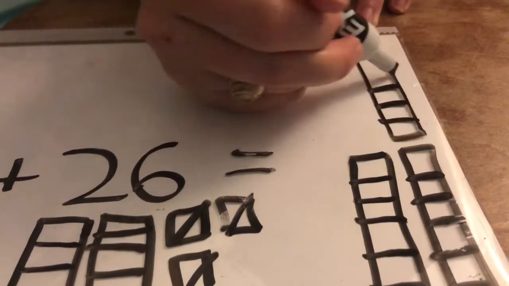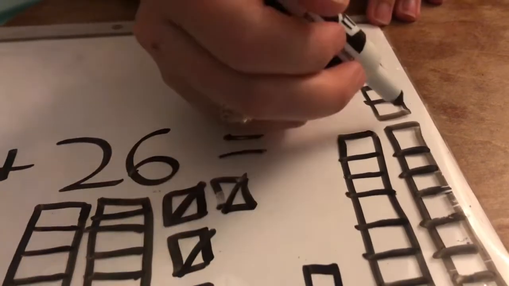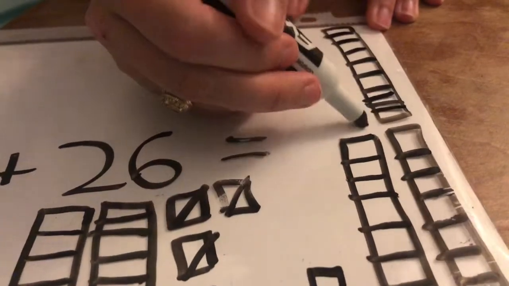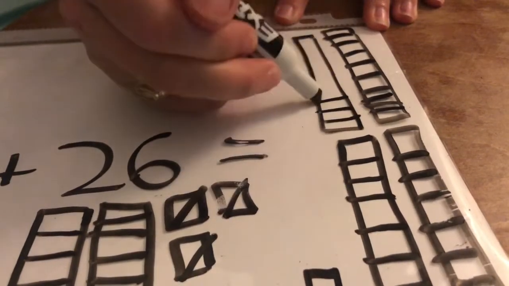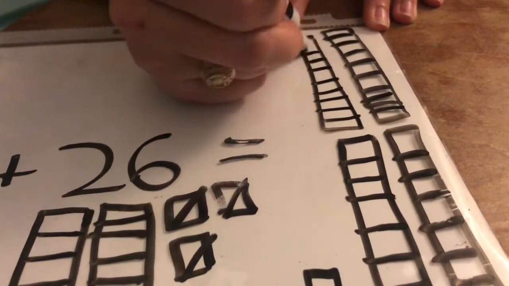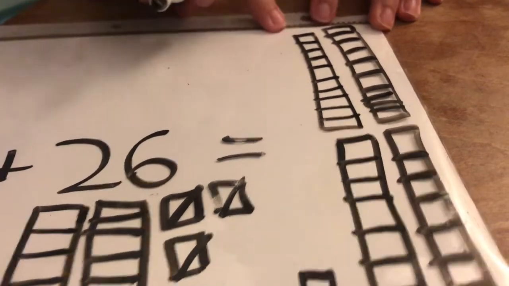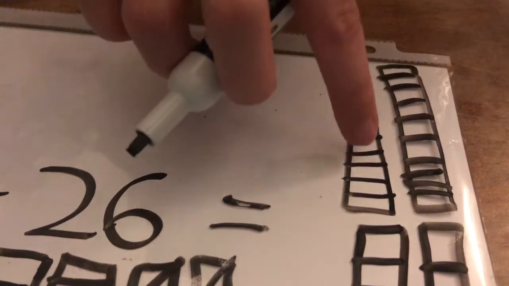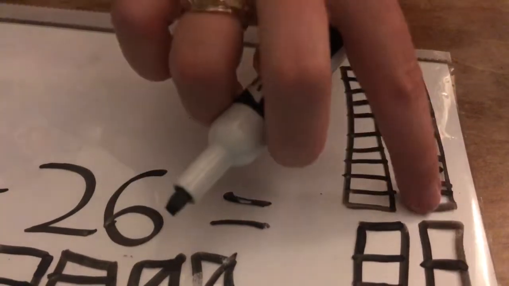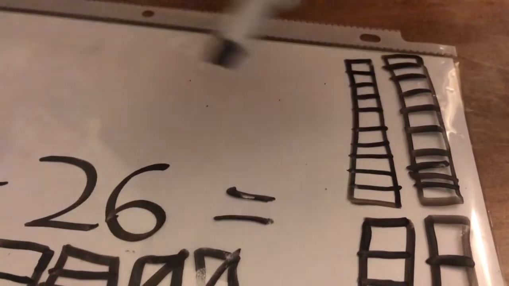1, 2, 3, 4, 5, 6, 7, 8, 9. Those kind of ran out of room. 1, 2, 3, 4, 5, 6, 7, 8, 9. Let's count and make sure each of these have 10. 1, 2, 3, 4, 5, 6, 7, 8, 9, 10. 1, 2, 3, 4, 5, 6, 7, 8, 9, 10.